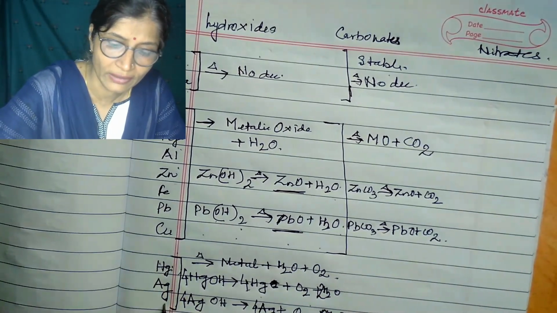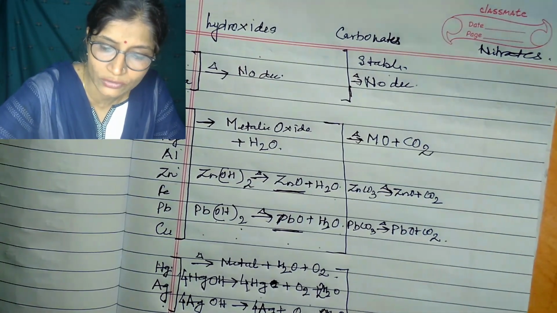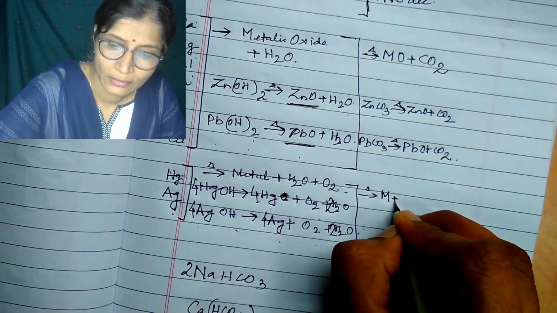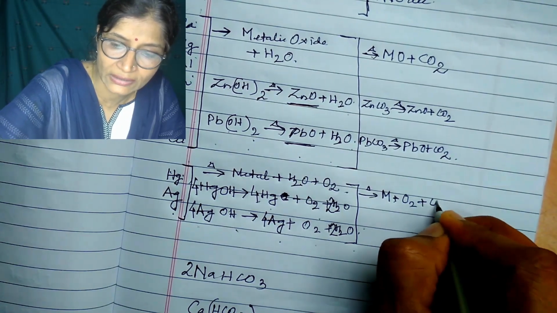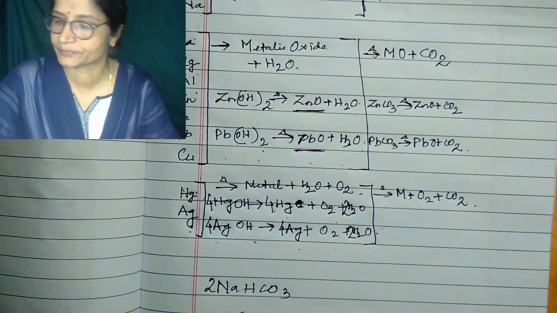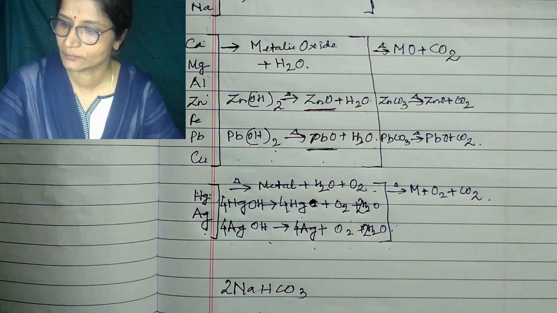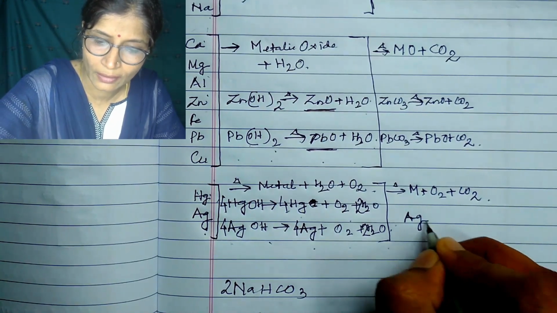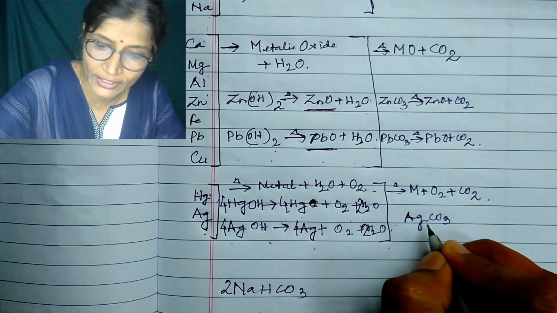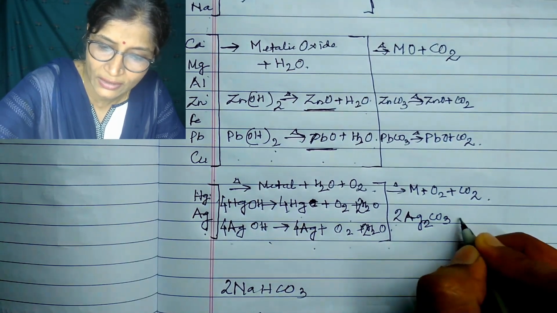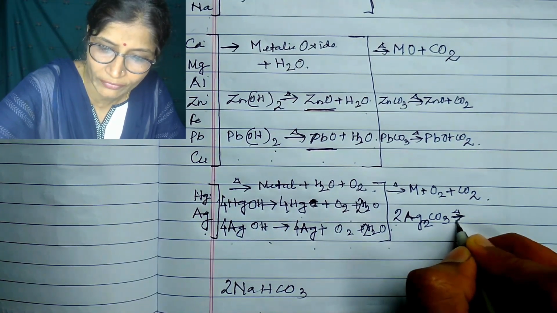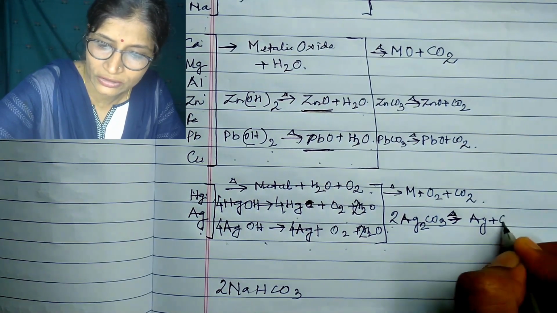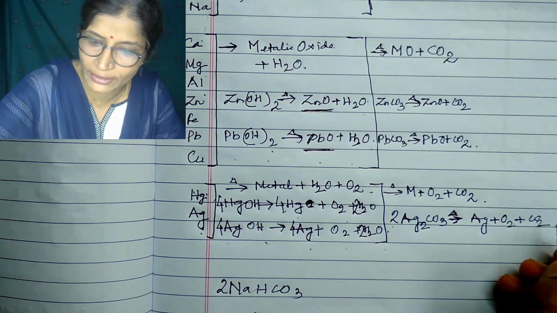And the same goes for mercury and silver, the least reactive metals. When their carbonates are heated, they will form the metal plus oxygen plus carbon dioxide. So if silver carbonate, Ag2CO3, is heated, what will it give? It will produce silver plus oxygen plus carbon dioxide.